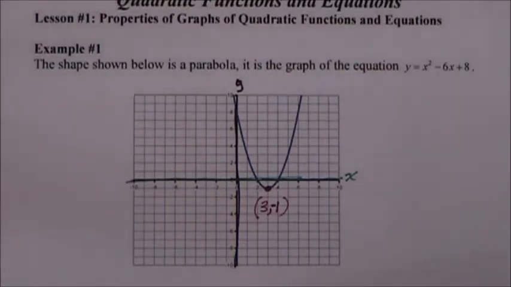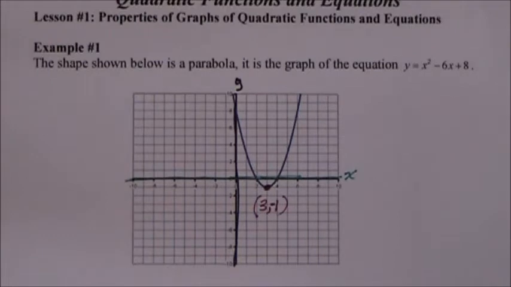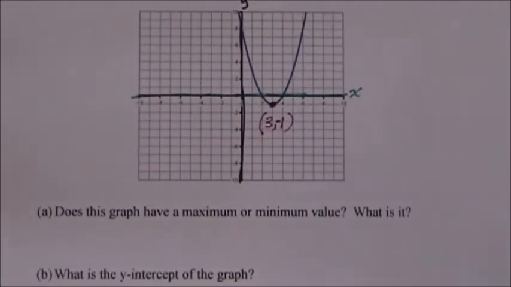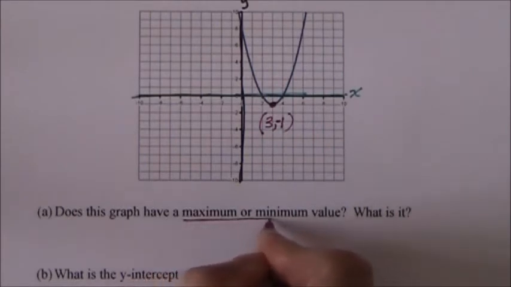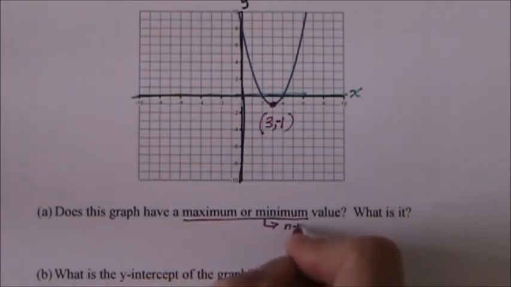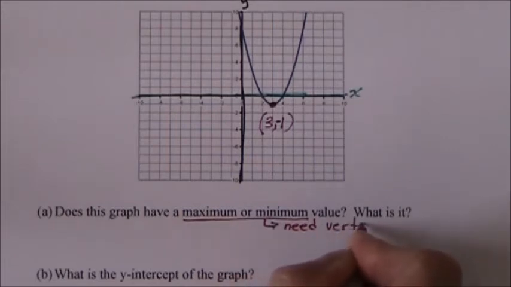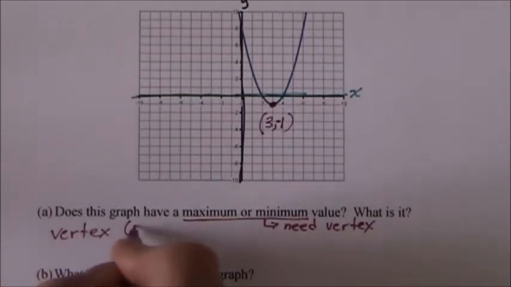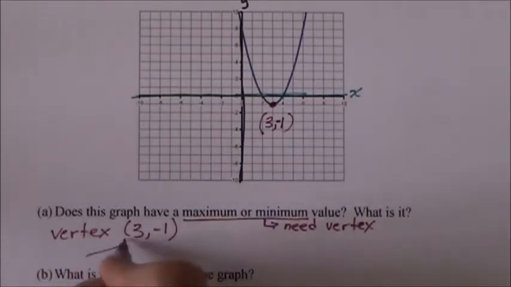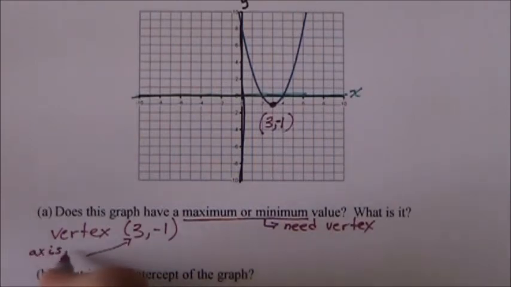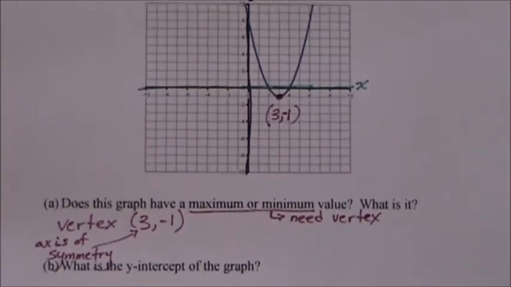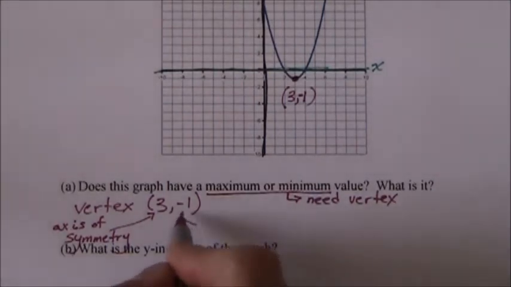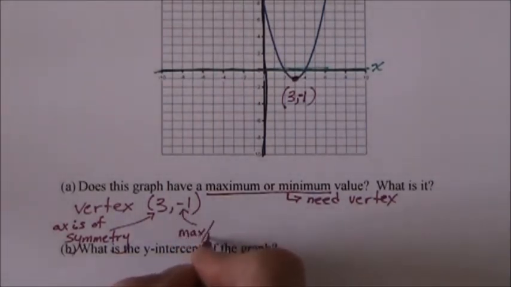Now, recall, as we look at the questions, our vertex involves both the axis of symmetry as well as the max or min value. So when we look at our question, when it says max or min, that's telling us we're going to need the vertex. So, our vertex, we just figured out, was 3, negative 1, where this was our axis of symmetry. And this is our max/min value.